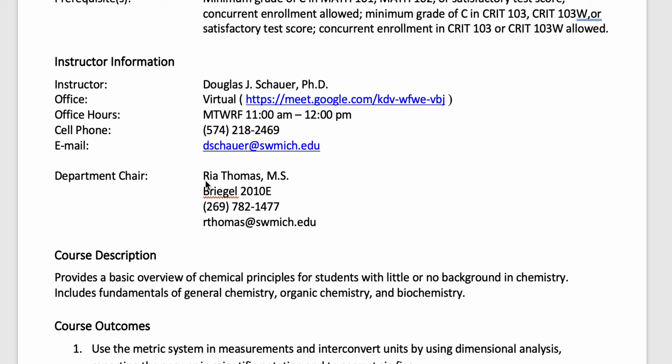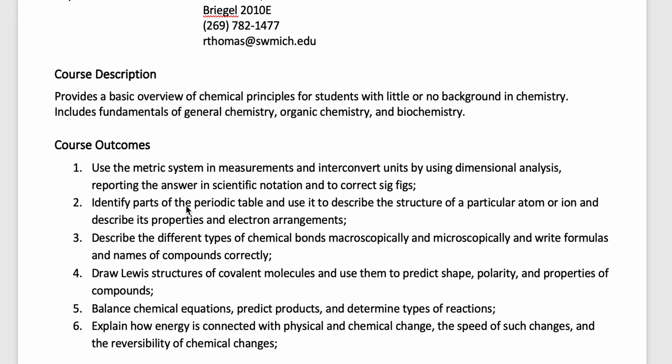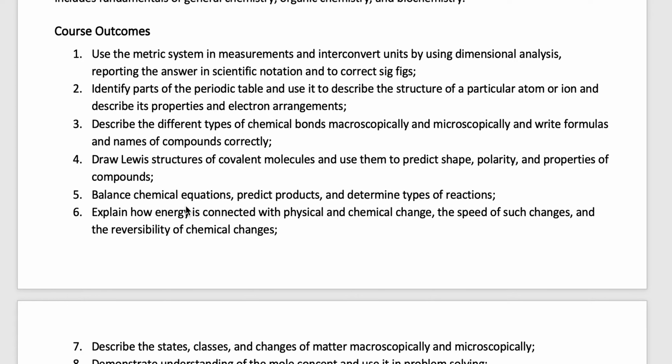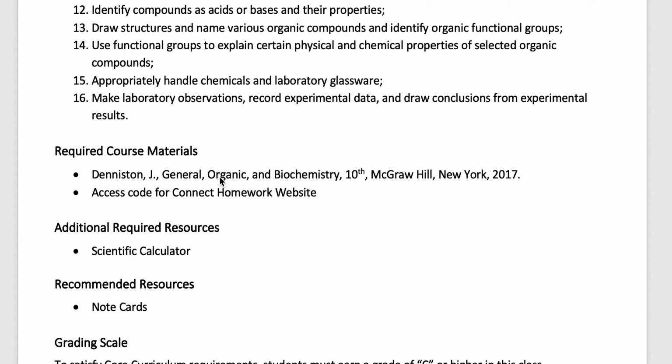Now, we're given some information about the course itself. We're not going to really need to worry about this right now. I do want to give you a quick reminder of some materials that you're going to need to be successful in the class. As you know from the previous section, the book that we're going to use is the Denniston book, and we're going to be using the Connect homework software. If you have access to the Connect homework software, you also have access to the electronic textbook. So you do not need to buy a hard copy version of the textbook if you don't want one.